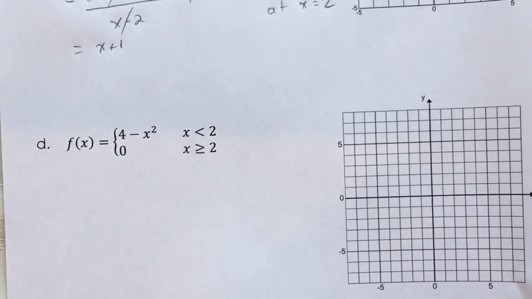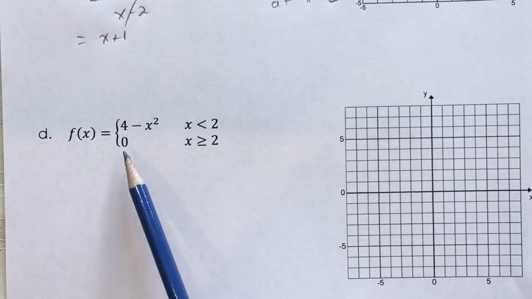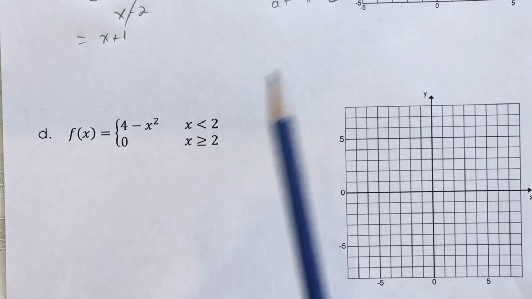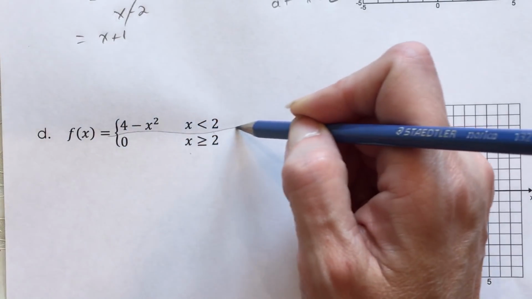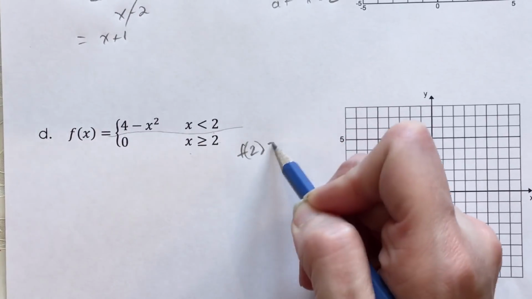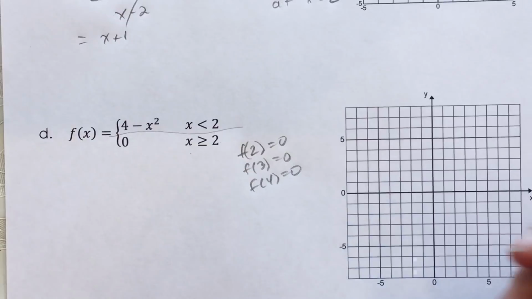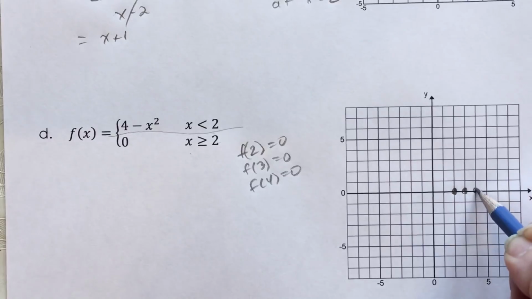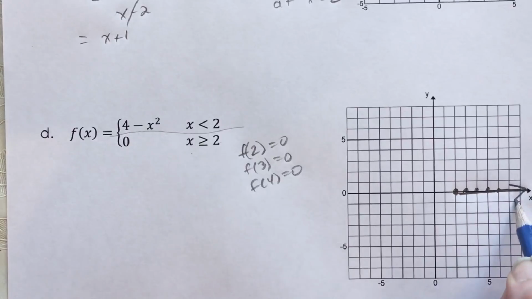Another one here then. F at x is equal to, it's a piecewise function again, so 4 minus x squared when x is less than 2, and 0 when x is greater than or equal to 2. So if we do the greater than or equal to part first, 2 is allowed, f at 3 is 0, f at 4 is 0. So we can draw this piece of the function in.